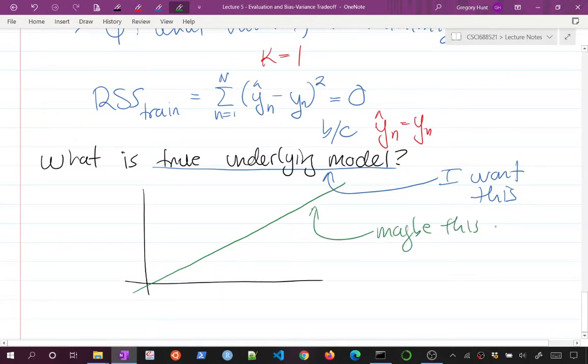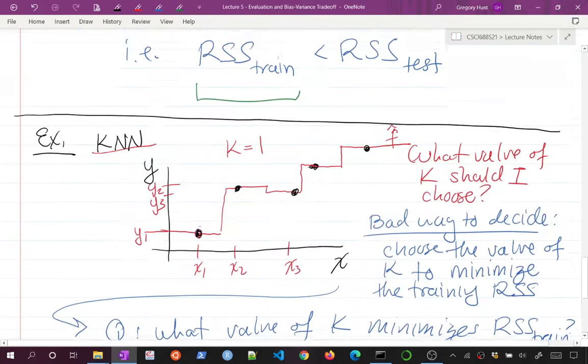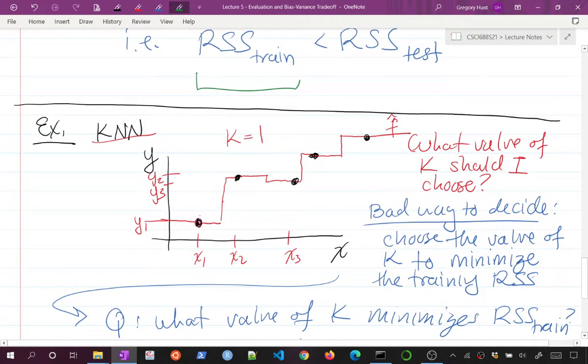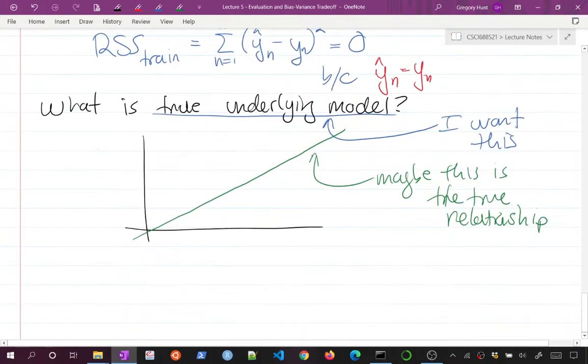Maybe this is the true relationship, right? That looks kind of right. Like, you could kind of draw a line through that. It looks pretty linear. And what I'm actually observing in my training data is my data going to follow this line, but it's going to have some noise. So it's going to bounce around this line a bit, something like that.